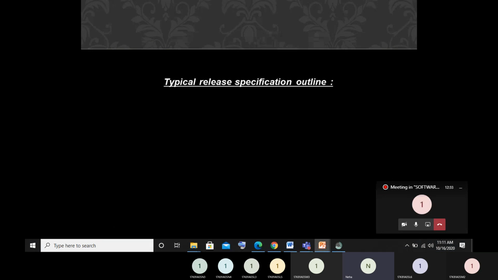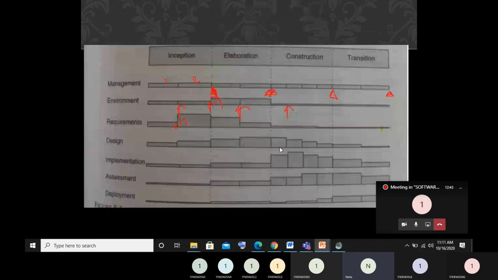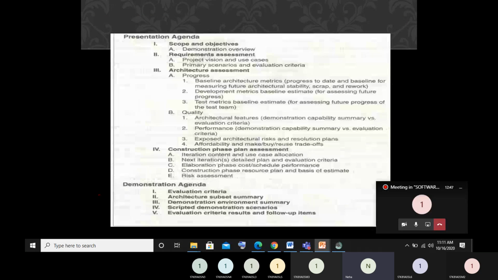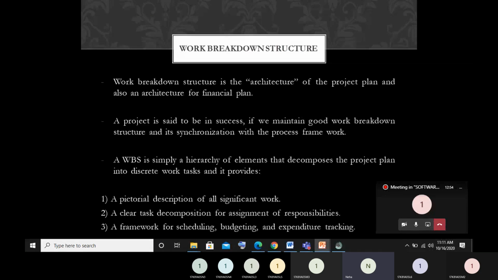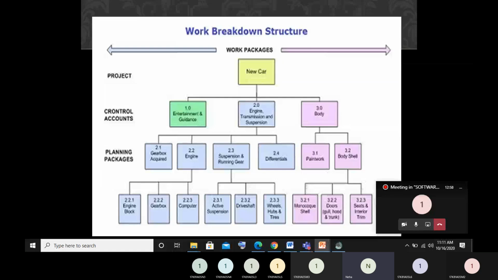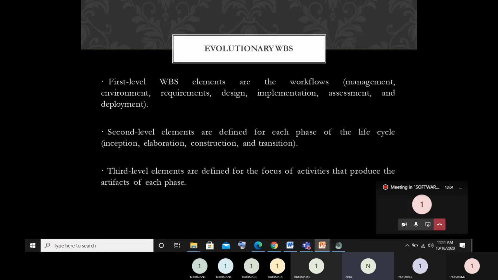Next is evolutionary WBS. It came into existence to make improvements on the flaws of the conventional WBS. Evolutionary WBS was about organizing the complete architecture into three levels of hierarchy: level 1, 2 and 3. Level 1 is about your workflows. There are 7 workflows we have discussed, so according to those 7 workflows we have to organize our architecture. At level 1, we keep those 7 workflows: management, environment, requirement, design, implementation, assessment, deployment. Then at the second level, life cycle phases will come: inception, elaboration, construction, transition. These 4 phases are at level number 2.